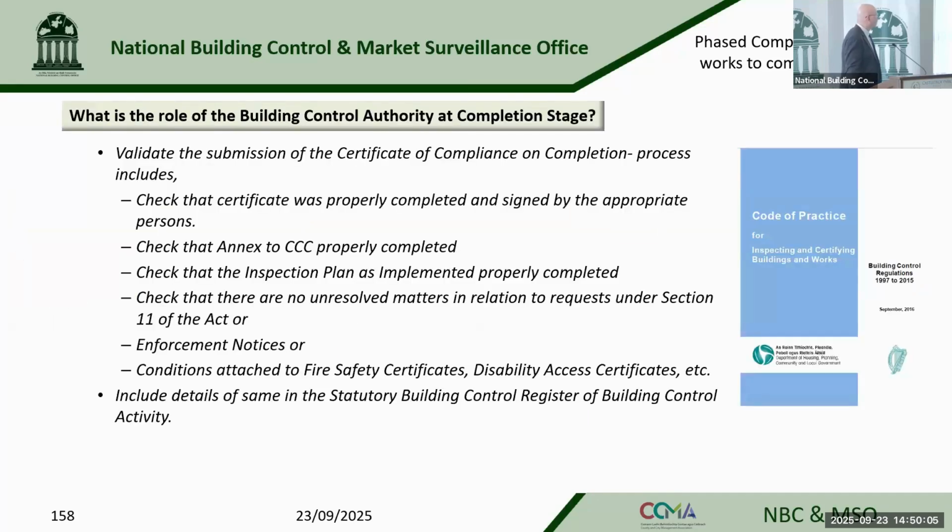So just to reiterate the role of the Building Control Authority: they validate the submission, they check the cert is properly completed and signed. They check the annex and the CCC were properly completed. They check the inspection plan was implemented. They check there were no unresolved matters in relation to Section 11 or enforcement notice, and note any conditions of the fire safety cert and disability cert, etc. So that's why you have to ensure that your fire safety cert lines up with the areas that you are occupying, or intend to occupy, under the CCC.